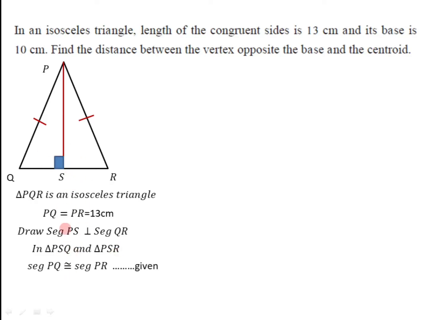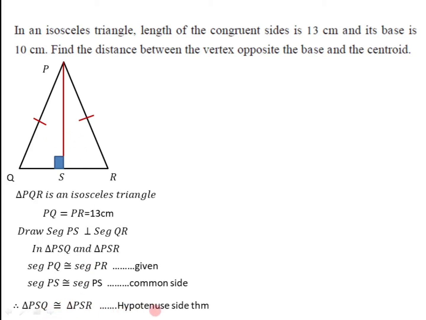For these two triangles, we have segment PQ congruent to segment PR because it is an isosceles triangle and it is given that PQ is equal to PR is equal to 13. That's why these two segments are congruent. Then we have segment PS congruent to segment PS as a common side. For these two triangles, PQ and PR are the hypotenuse and PS is one side. That's why these two triangles must be congruent by hypotenuse side theorem. That is, triangle PSQ is congruent to triangle PSR by hypotenuse side theorem.